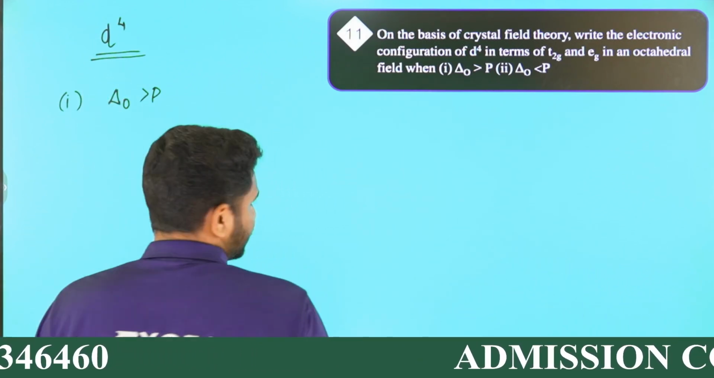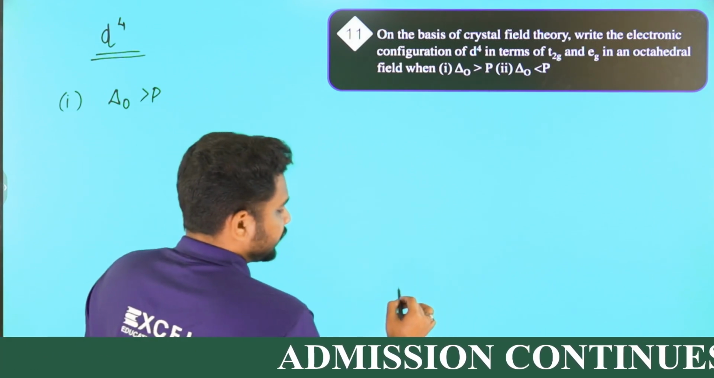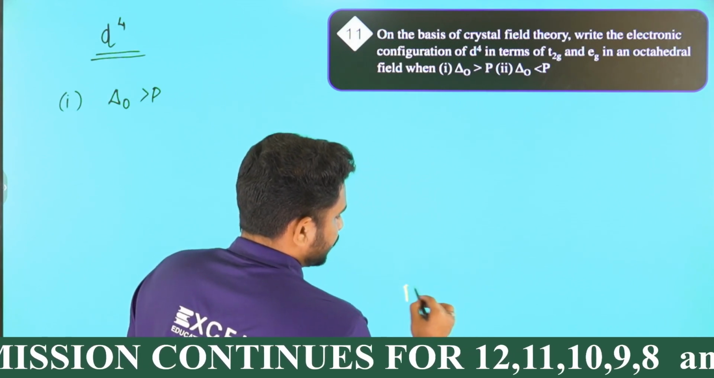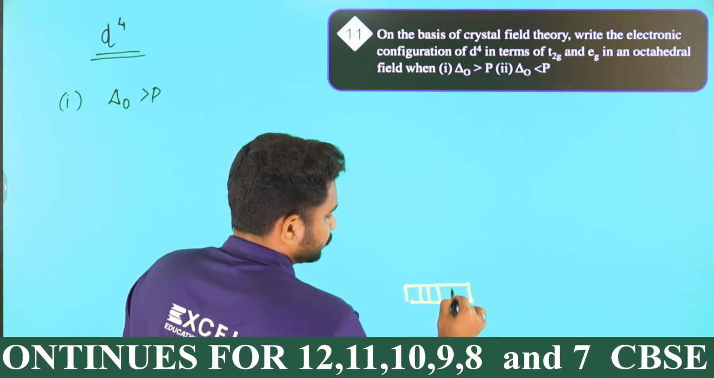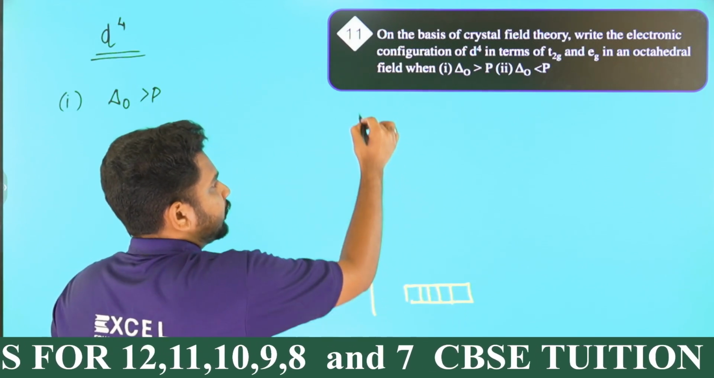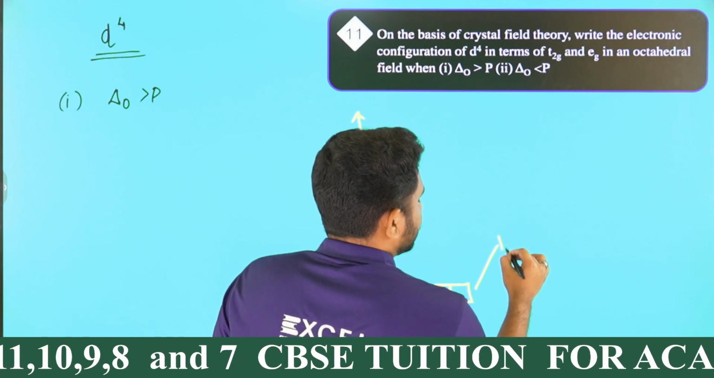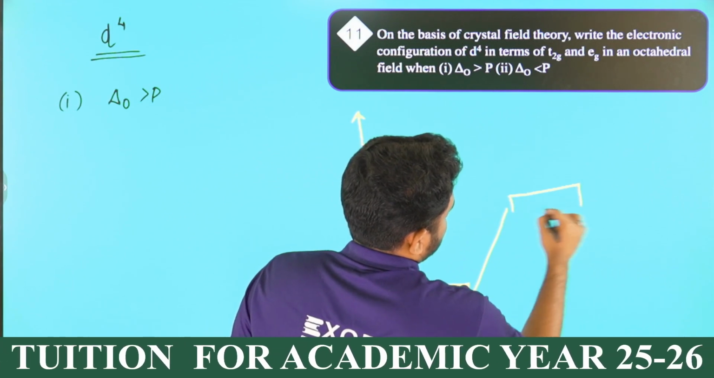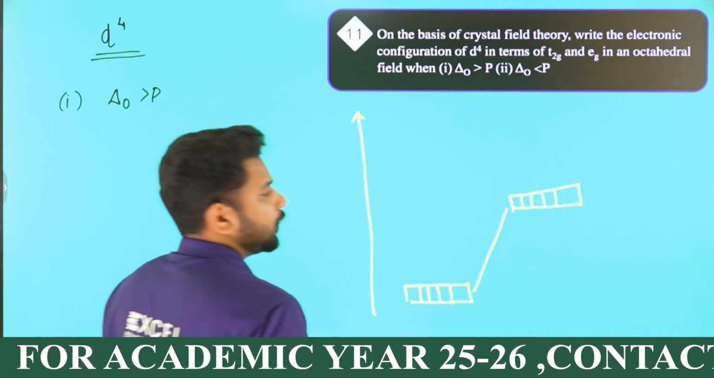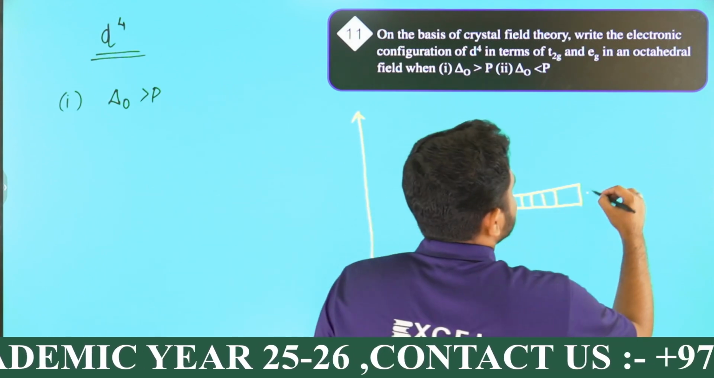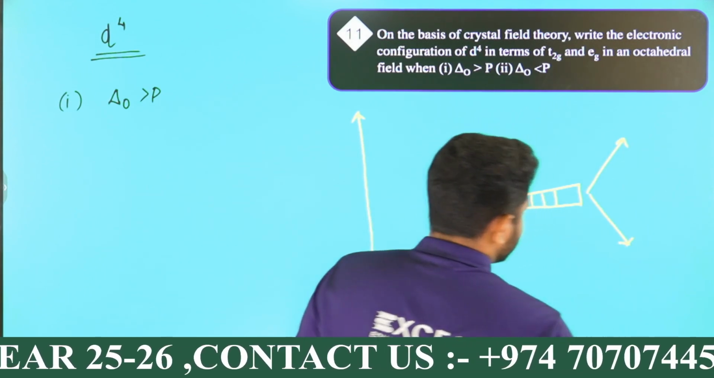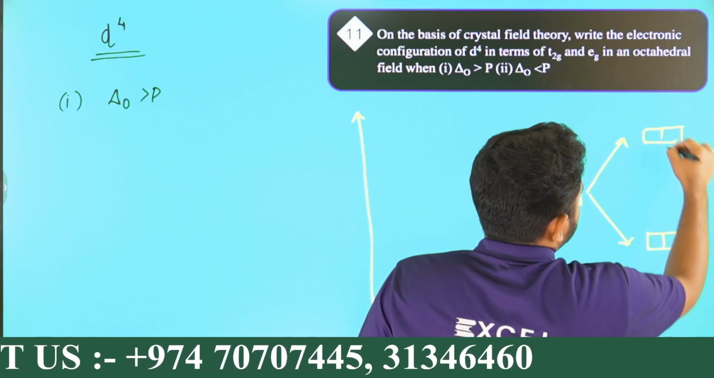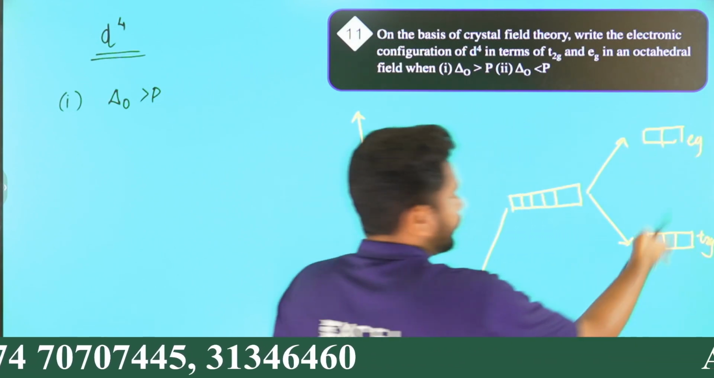That delta is indicating the crystal field splitting energy. You know that splitting, right? Initially, this is the degenerate orbital. But what will happen when a ligand is approaching? Initially it will turn into an average energy. Then after that they will split. When the ligand is approaching, they will split into t2g and eg. They will split like this.